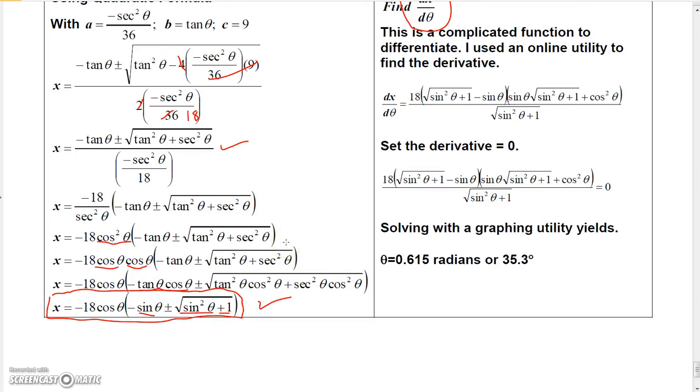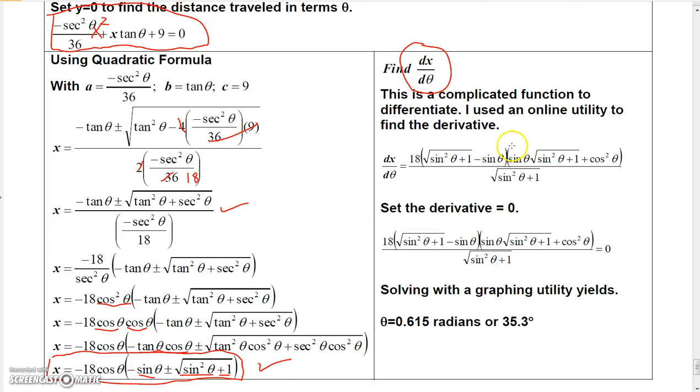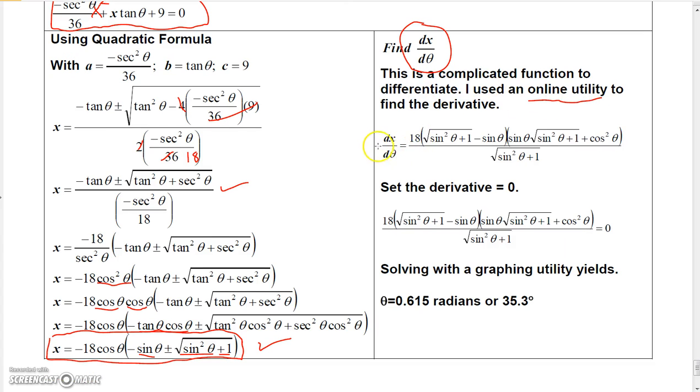So what I did, I kind of cheated. I found an online utility, and I used that online utility to find the derivative. It gave me that the derivative was 18 times the quantity square root of sine squared theta plus 1 minus sine theta times sine theta square root of sine squared theta plus 1 plus cosine squared theta, and then all over this square root. Now, in order to find where theta maximizes x, we need to set this equal to 0. So we set this equal to 0.